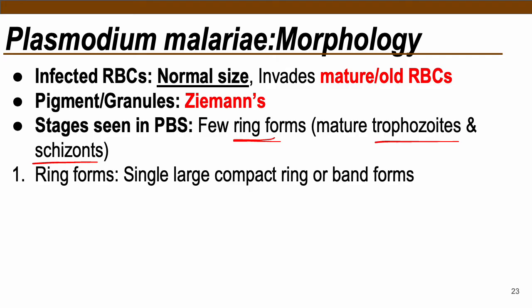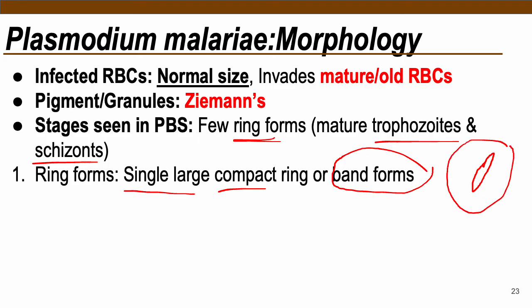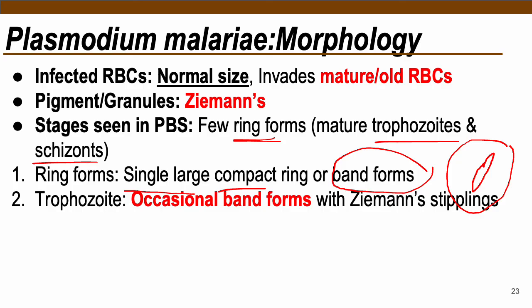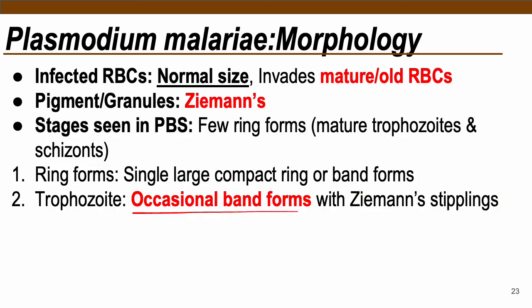For the ring forms, there is a single large compact ring, which are usually band forms, no? What do band forms look like? Usually sausage-shaped, no? Surrounding the RBC. So band forms are usually unique to Plasmodium malariae. So if you see in a question the presence of a band form inside the compact ring or in the RBC, usually Plasmodium malariae. Also, for their trophozoite, as you can see, occasional band forms with Ziemann stippling are more common.